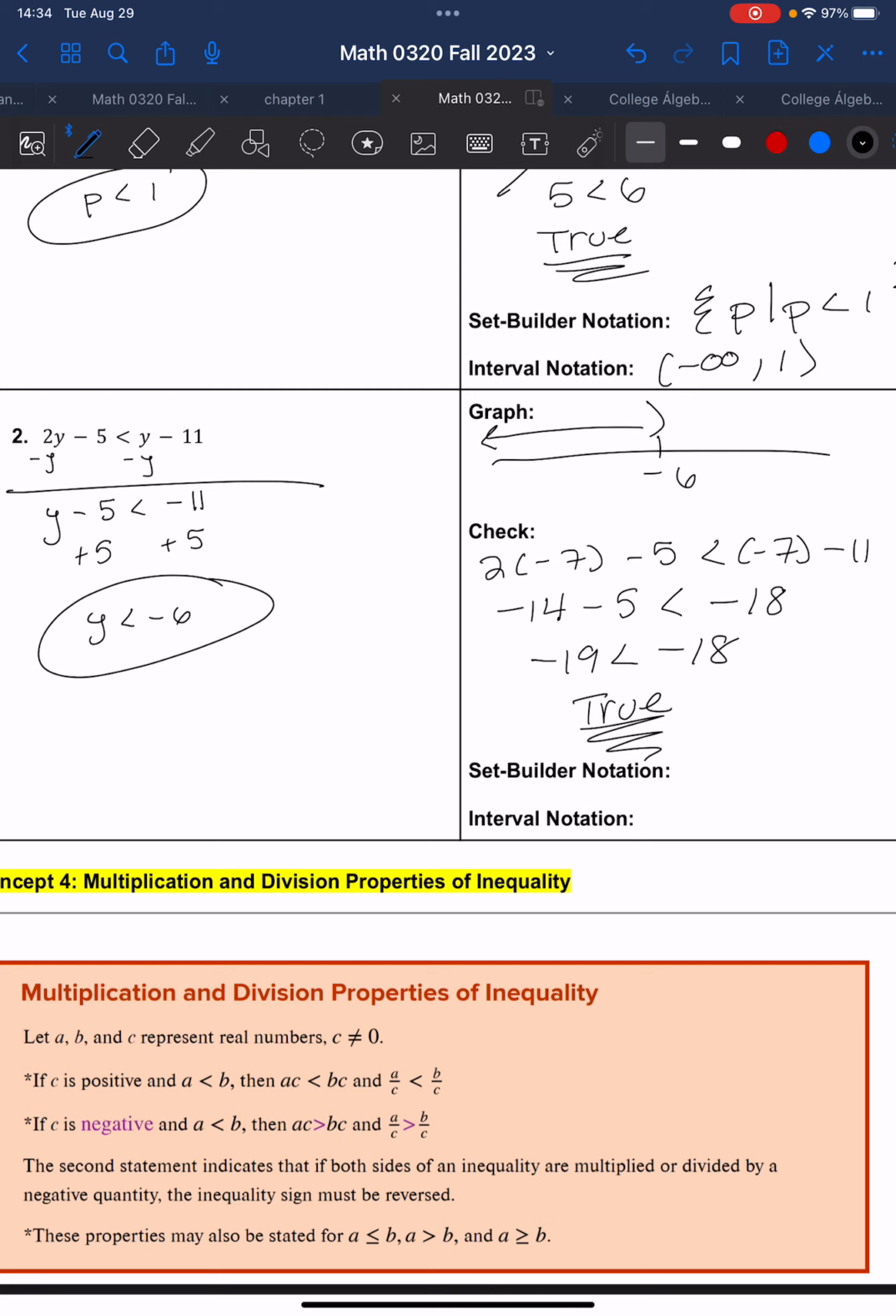Okay, so putting this in set builder notation, we have curly bracket y such that y is less than negative 6. And then for the interval notation, we have negative infinity, comma negative 6. Again, both with just parentheses.